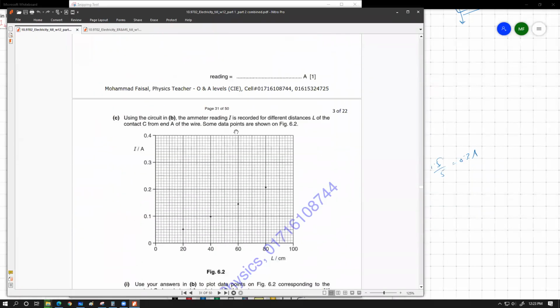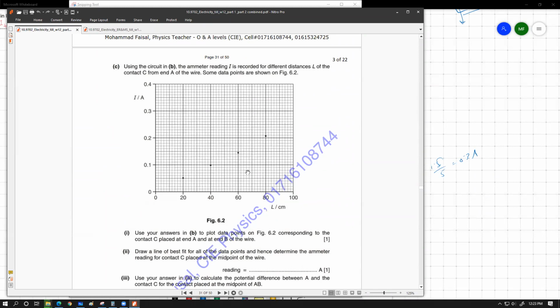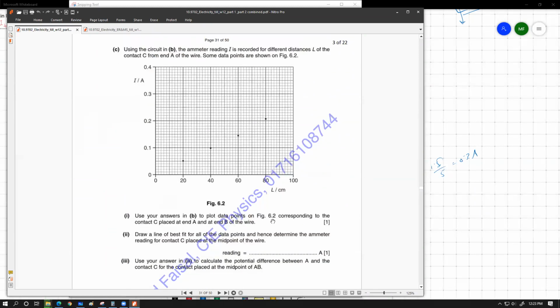What does it say next? Using the circuit in B, an ammeter reading I is recorded at different lengths of the contact C from the wire. Some data points are in 26.2. Use your answers in B to plot data points on 26.2 corresponding to the contact C placed at the end A and B of the wire. So at A our value will be 0. So we're going to have one point plotted over here and one other point plotted at 0.3. If we place it at 100 centimeters, it's going to be 0.3 right over here. So a point will come here.